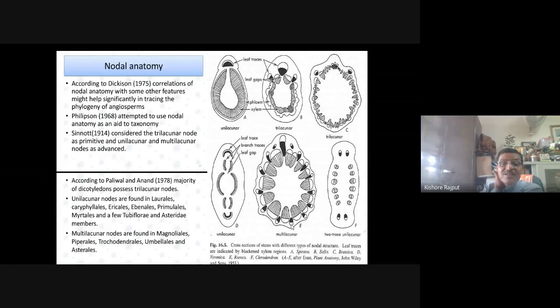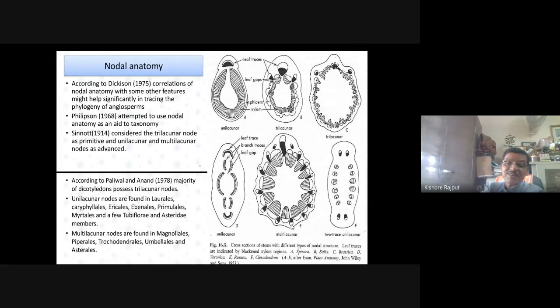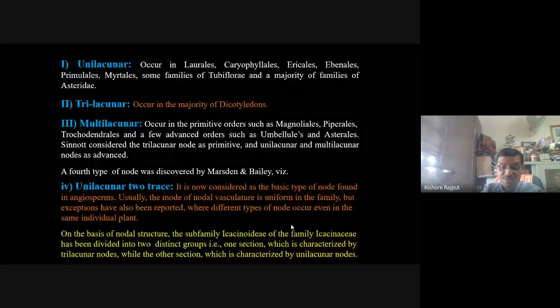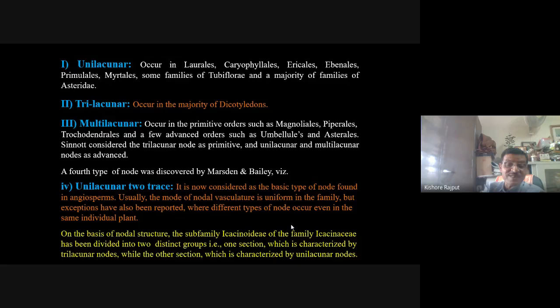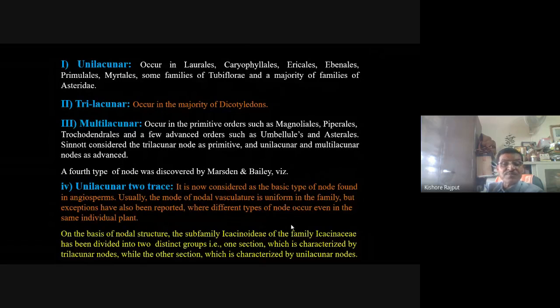And even today, many of the studies which are carried out at college level use this technique because it is very easy. You are supposed to draw the gross anatomy using pen and pencil, and because of that, this technique is very widely used at several places in all universities all over India. And this is the type of nodes where you have the traces entering into the petiole and stem nodes.